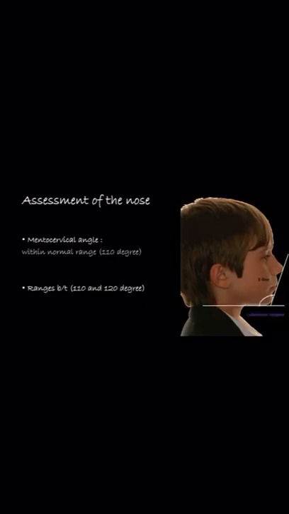Then we have mentocervical angle. The mentocervical angle ranges between 110 and 120 degrees. So in this patient it is 110 degrees, so within normal range also. Then we have submental neck angle. The average in men is 126 degrees, and in women 121 degrees. So in this patient we can see the angle is decreased because the angle was 110 degrees.